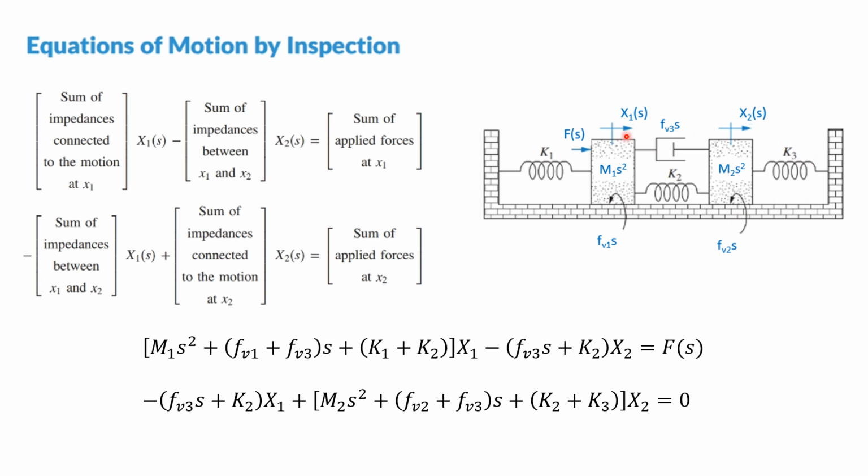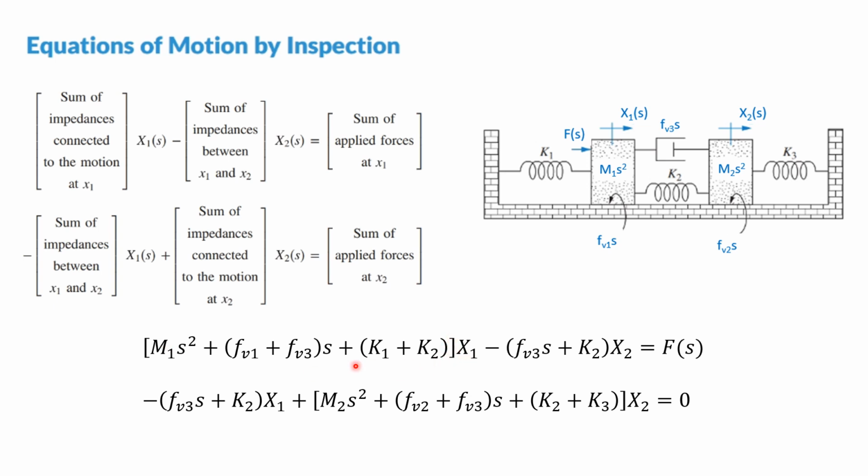So now that we've transformed our mechanical system into the Laplace space, we're going to use the exact same procedure we used for electrical circuits in the last lecture. We have two masses, so we're going to have two sets of equations. For M1, we can simply solve it. All we need to do is find what's inside the brackets. For the first equation, we'll have some impedances connected to the motion at x1. So we're going to have M1 s squared plus Fv1 s plus Fv3 s, and we can factor out the s in both terms, plus we'll have K1 and K2. Those are all connected to M1, times x1.